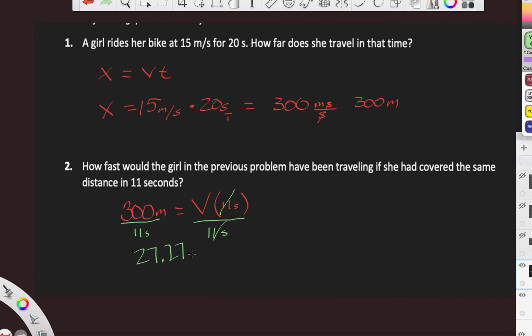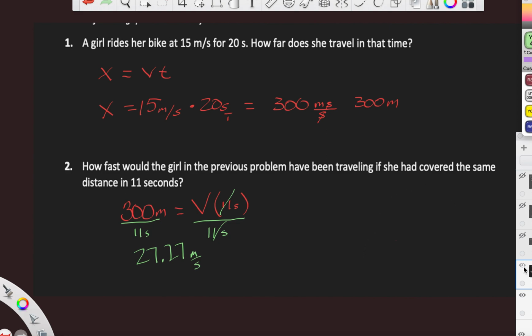300 divided by 11 is 27.27, right? So the velocity, those things cancel, and that is 27. Sorry it took so long, and sorry about the bell. Class just ended. Meters over seconds, or meters a second. Hey, look at that. This is a repeating 27. Just go ahead and leave it like that. And we're good to go.